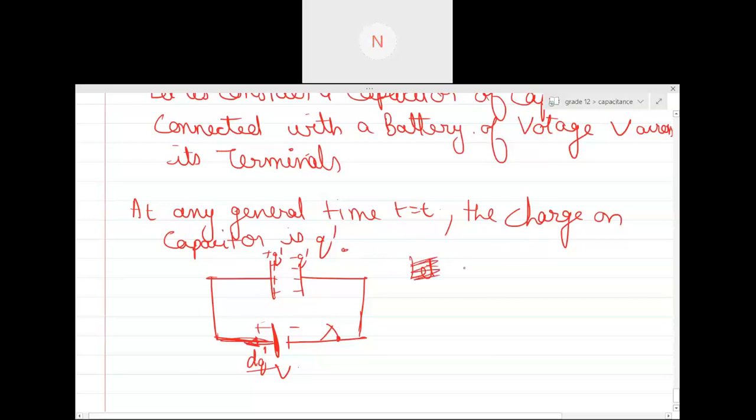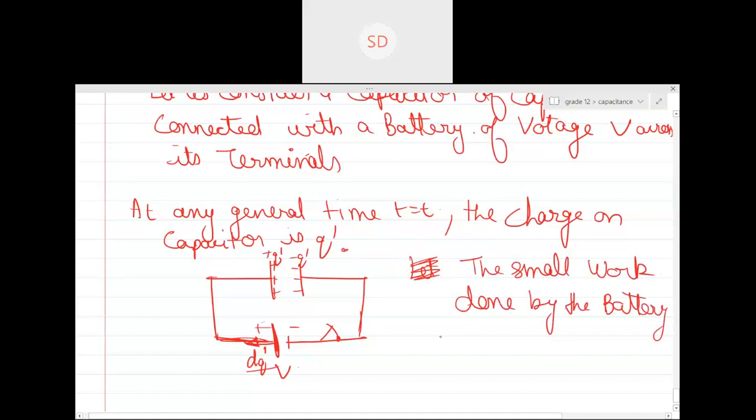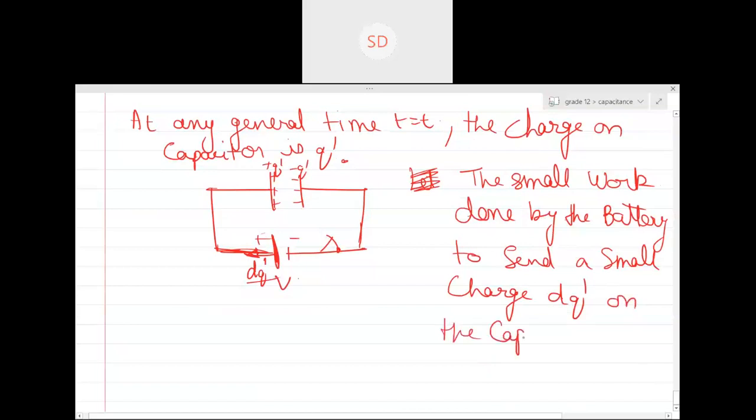So the small work done by the battery to send a small charge dq dash on the capacitor will be, now we know, tell me how much charge is the battery sending? dw is basically equal to dq dash multiplied by the potential difference across which the battery is trying to send the charge, which is V. So dw should be equal to dq dash into V.